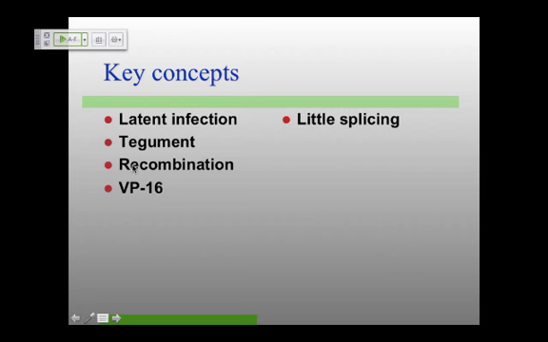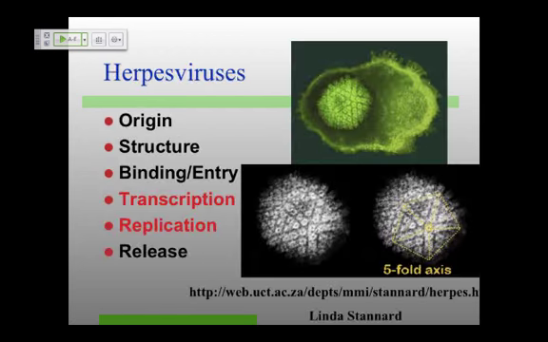The genome is unlike any of the DNA viruses we've talked about so far in terms of how it's arranged. It has this really strange recombination that seems to take place in the genome. And then, in big contrast to the adenoviruses, there's very, very little splicing in these genomes, as opposed to adenovirus, which is, of course, splicing all over the place. So again, we'll talk about where it comes from, a little bit about the structure and binding and entry, but mostly about transcription and replication.